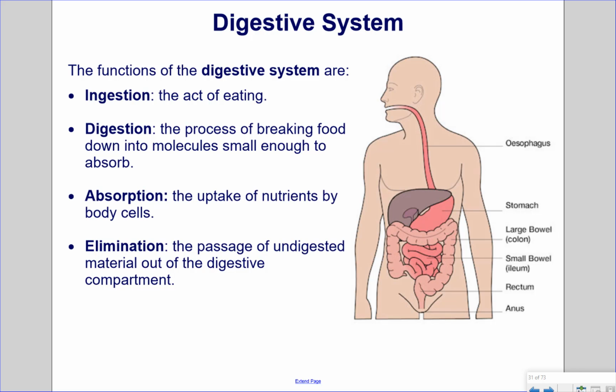Digestive system. The functions of the digestive system are ingestion, the act of eating; digestion, the process of breaking food down into molecules small enough to absorb; absorption, the uptake of nutrients by body cells; and elimination, the passage of undigested material out of the digestive compartment.